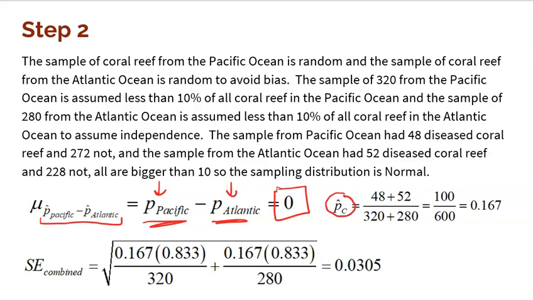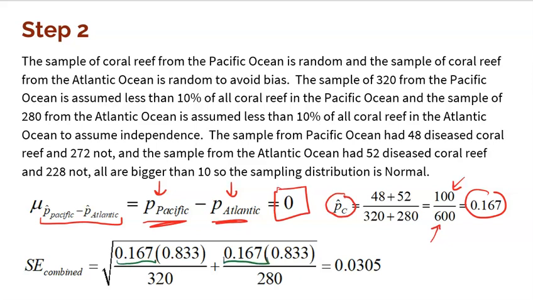So I have 100 total diseased coral reef. Who cares where they're from? I have 600 total coral reef. Who cares where they're from? So 100 divided by 600 is 0.167. Meaning that if there truly is no difference between my two samples, then why don't I just say there's 16.7% diseased coral reef? So now when I use my standard error formula, I'm going to use that same number here and here. So my numerators are going to be exactly the same.